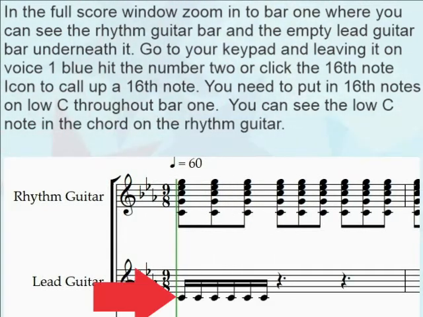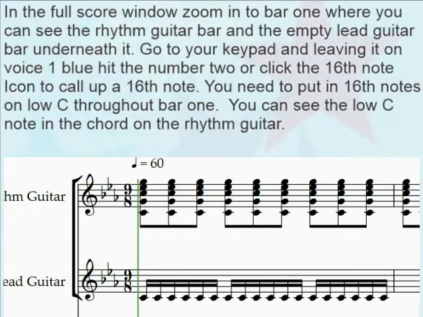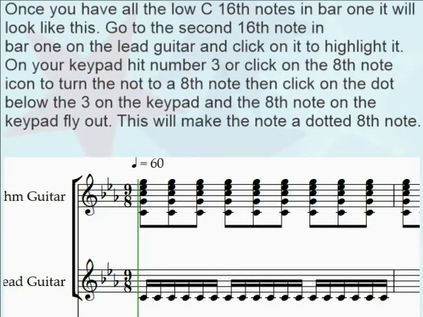You will need to put in 16th notes on low C throughout bar 1. You can see the low C note in the chord on the rhythm guitar. Once you have all the low C 16th notes in bar 1, it will look like this. Go to the second 16th note in bar 1 on the lead guitar and click on it, highlighting it.